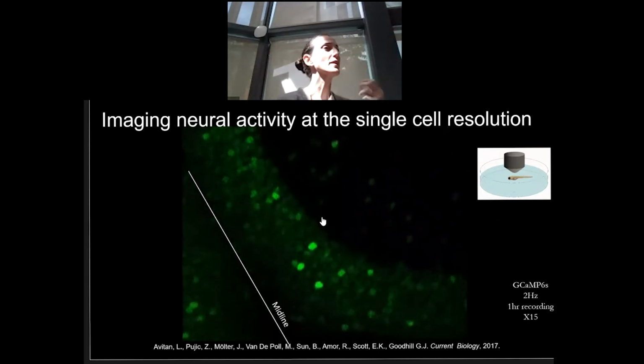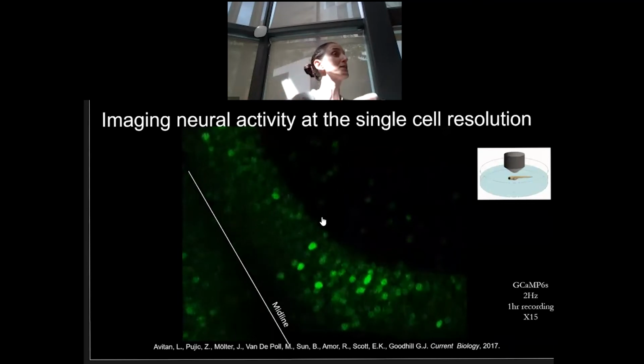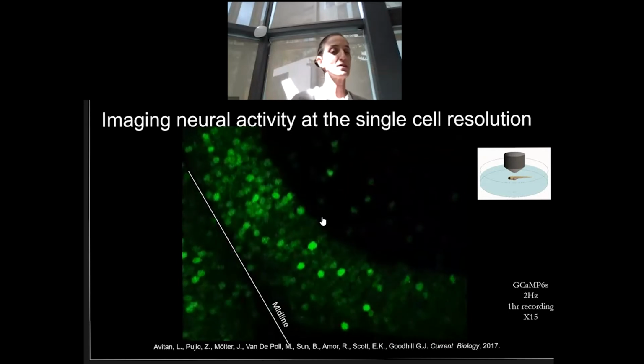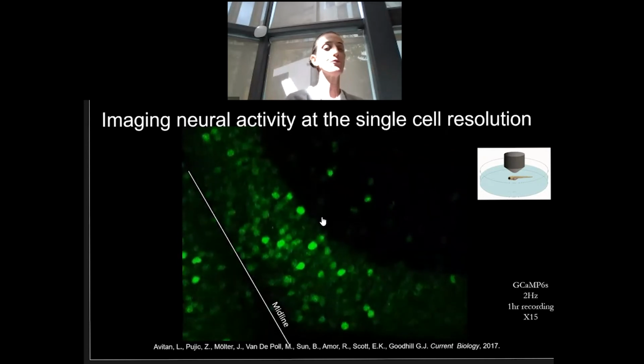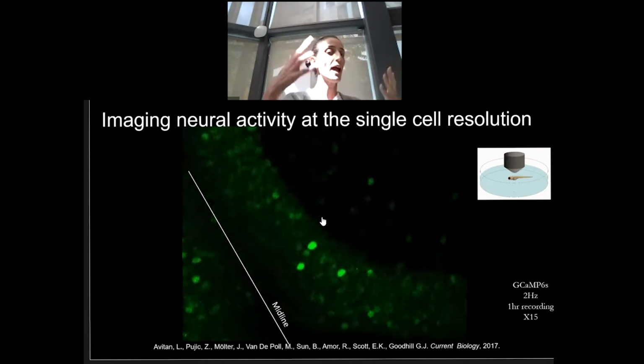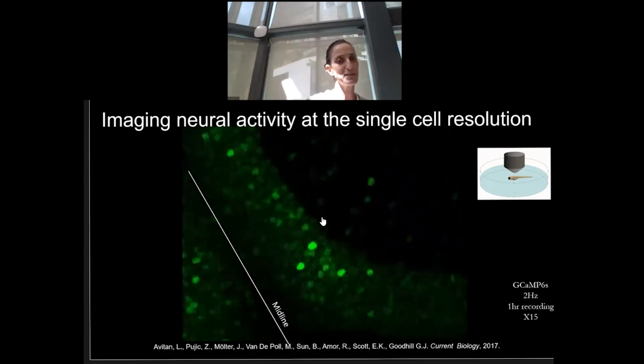So here what you see is neural activity of a fish that is sitting in the dark. So we are looking at the visual areas of the brain, and you can see that the brain is still active despite the fact that the animal is sitting in the dark. It sees nothing, and still its visual brain is very, very active.